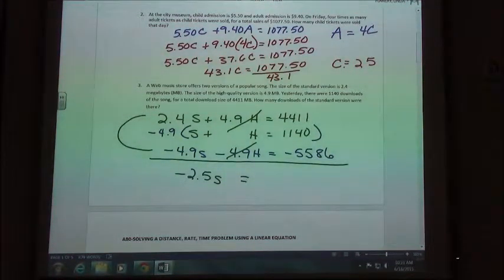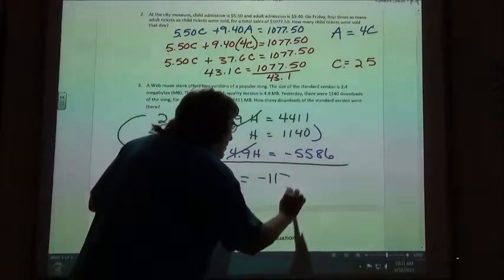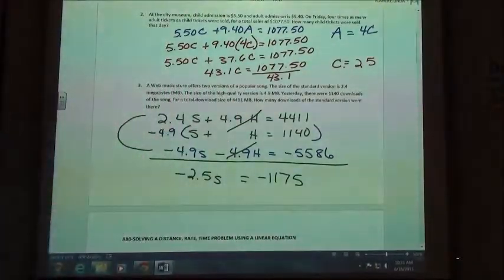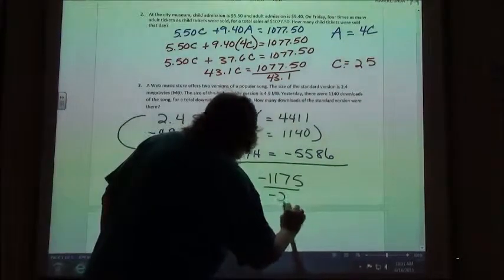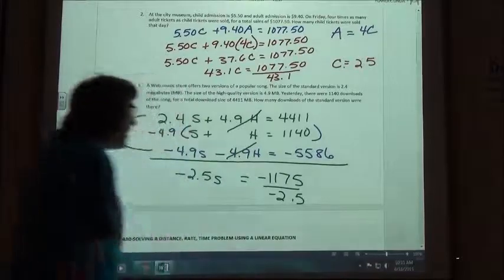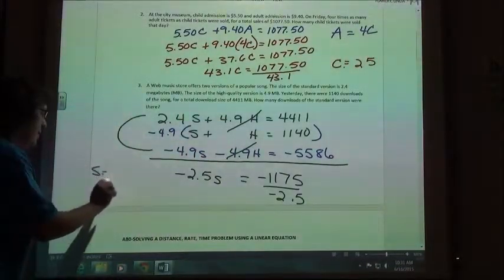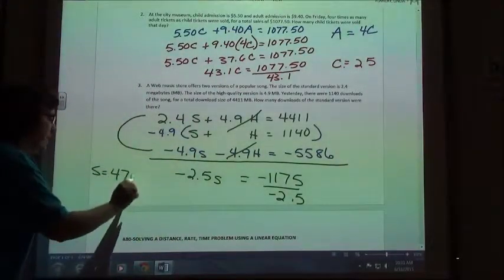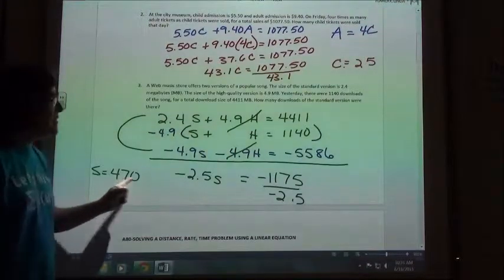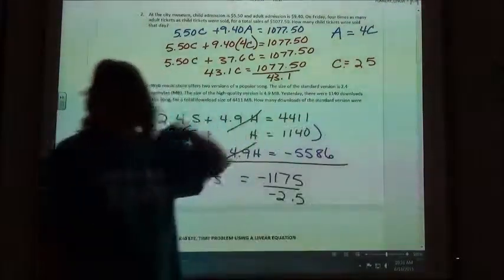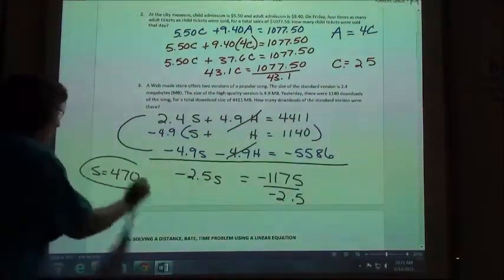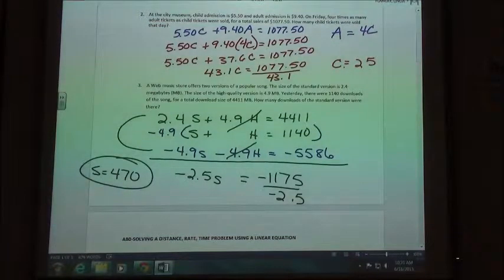Negative 1,175. And then all we have to do to solve that is go ahead and divide by our negative 2.5, we get 470. And again, that would make sense because it's going to be smaller than the total number of downloads. So 470 would be how many standard downloads we have.